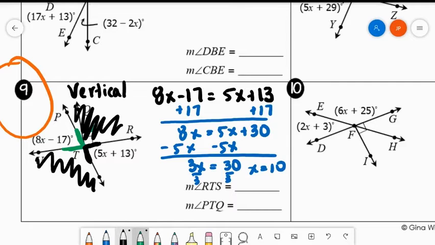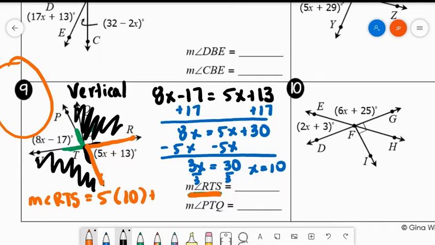Now once again, we're going to go back, because now they want me to find RTS. RTS is this guy right here. So the measure of angle RTS is not 5x plus 13, it's 5 times 10 plus 13, which will give me 63.